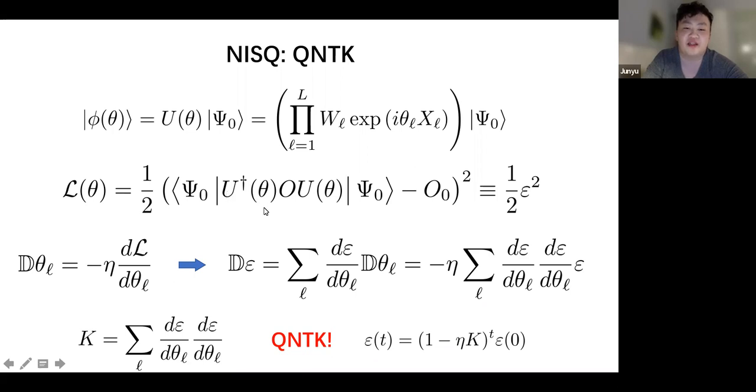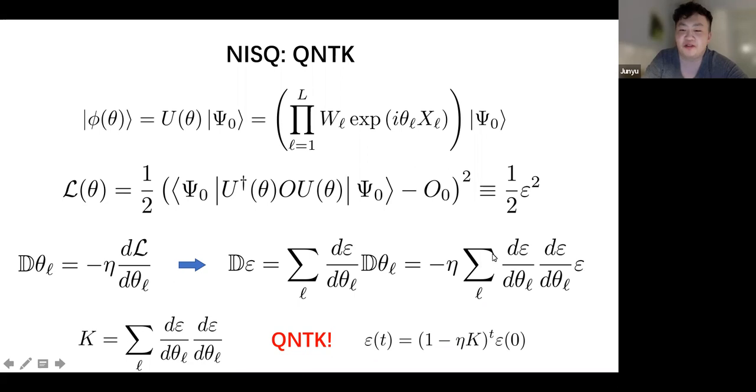And in the case of the quadratic loss, which is one of the most common losses people use in machine learning, after a bit of algebra, we will say that this quantity is equal to minus eta times a non-negative number, which I call K, the so-called quantum neural tangent kernel, times epsilon itself. So this is, of course, almost the definition with a few lines of analysis.